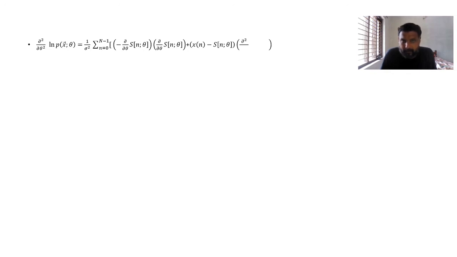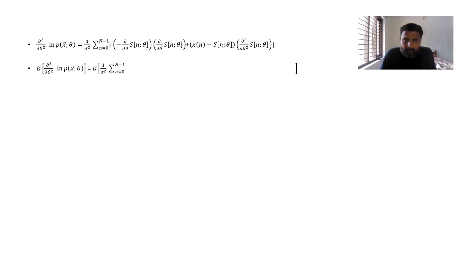The second will be x of n minus s of n of theta times ∂²/∂θ² of s of n of theta. Okay, this is the case. Now what we will do, I have to take the expectation of this one, which changes to the expectation of 1 by sigma square, sigma n equal to 0 to n minus 1 of the corresponding term.